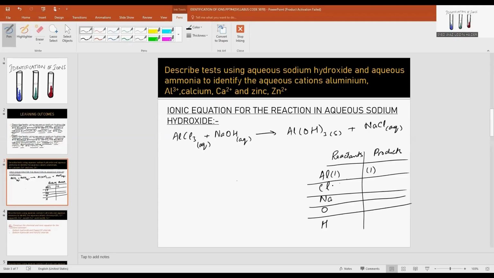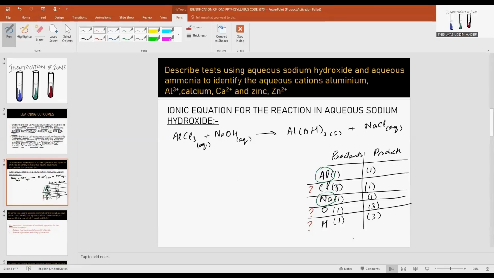You'll find this: Al, 1 on both sides of the equation. Chlorine is 3 on the reactant side, but 1 on the product side. Na is 1 on both sides. O is 1 on the reactant side, but 3 on the product side. Hydrogen is 1 on the reactant side, 3 on the product side. Al and Na are balanced, but Cl, O, and H are unbalanced.